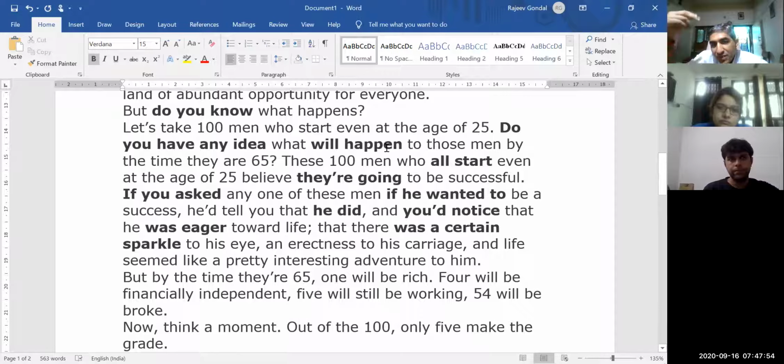Now "will happen" is in future, but yes, since we are talking right now, this is the present event happening, and we are talking about something which will happen in future. What will happen? So "will happen" shows that we are now talking about future. To those men by the time they are 65, these 100 men who all start — "start" is a verb, right? Start is a verb. So this is in present tense. Who all start even at the age of 25, believe they are going — is again present tense.